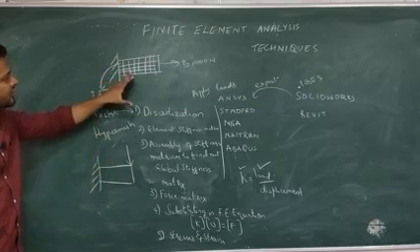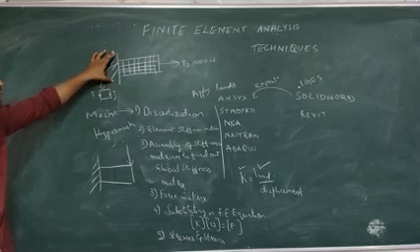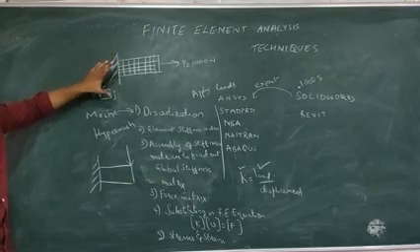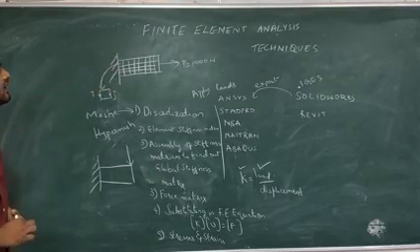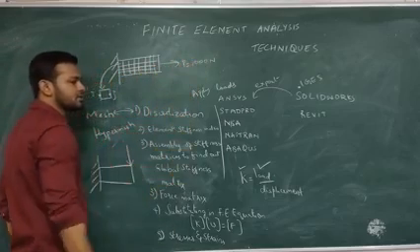So in the first unit, we will be solving the simplest problems, that is problems on bar elements. These are called one-dimensional bar elements. The reason we call them one-dimensional bar elements is because there is displacement only in one direction.